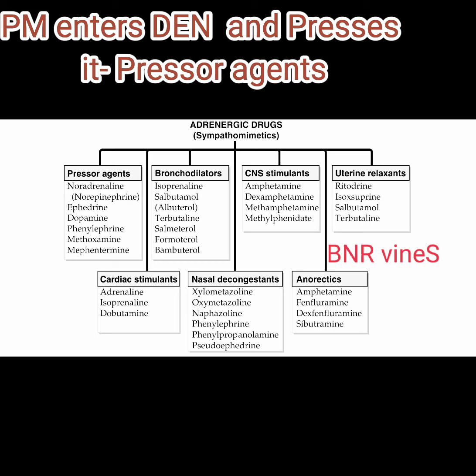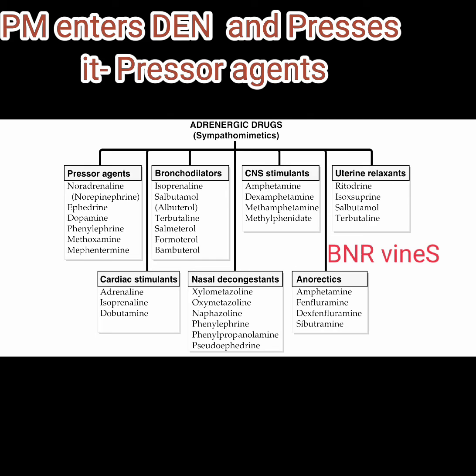The P stands for phenylephrine and M stands for methoxamine. Enter would remind us of mephentermine. In den, D would remind us of dopamine, E would remind us of ephedrine, and N would remind us of noradrenaline. So PM enters the den and presses it. The presses it would remind us of the fact that it is a pressor agent.